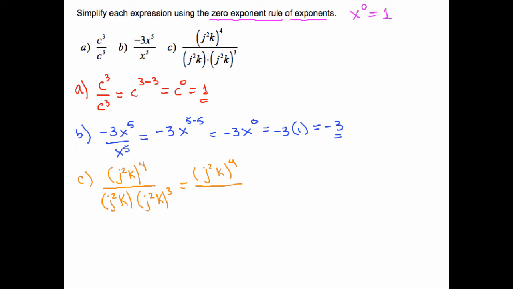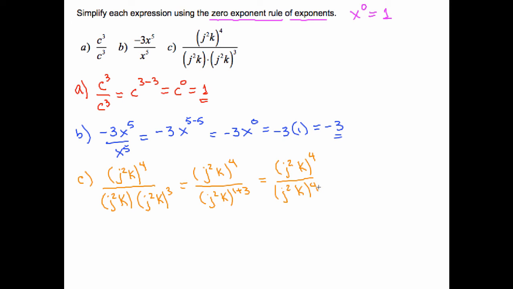In the denominator, I'm multiplying by a common base of j squared k. When you multiply with a common base, you can add the exponents. That'd be 1 plus 3. So again, in the numerator, I have j squared k raised to the 4th over what? J squared k raised to the 4th.